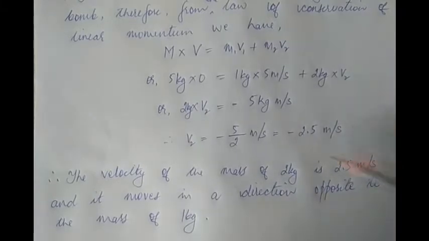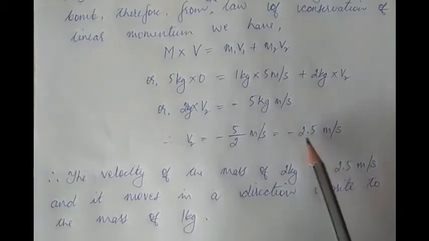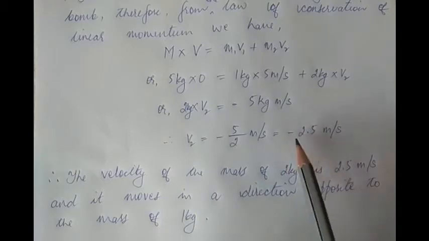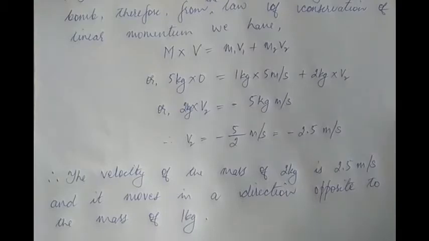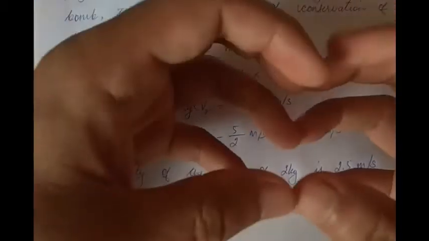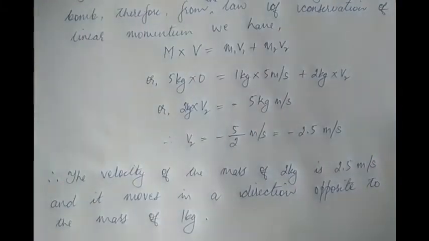So the mathematics you can see is very, very simple. Therefore we get to see that the velocity of the mass 2 kilograms of the bomb is 2.5 meters per second. And what is this minus sign telling us? This minus sign tells us that the mass of 2 kilogram moves in a direction which is opposite to the direction of the mass of 1 kilogram. So to say, after explosion, the two parts of the bomb move in opposite directions.